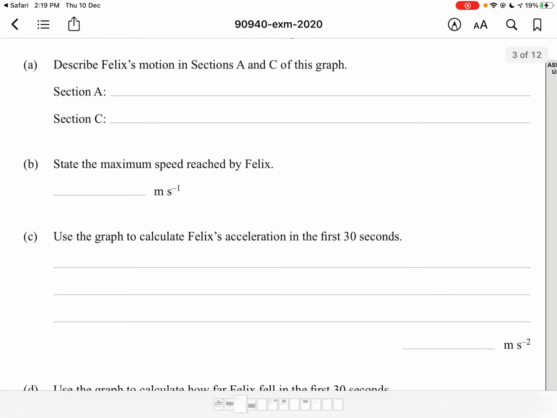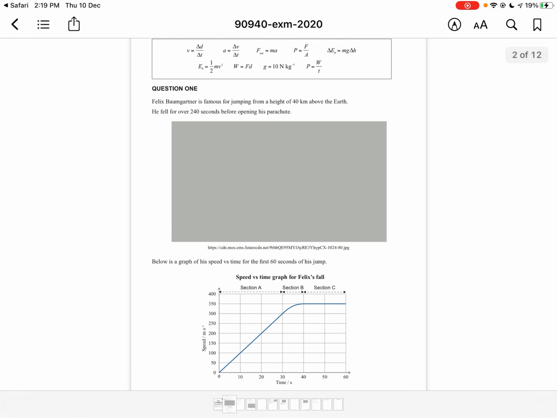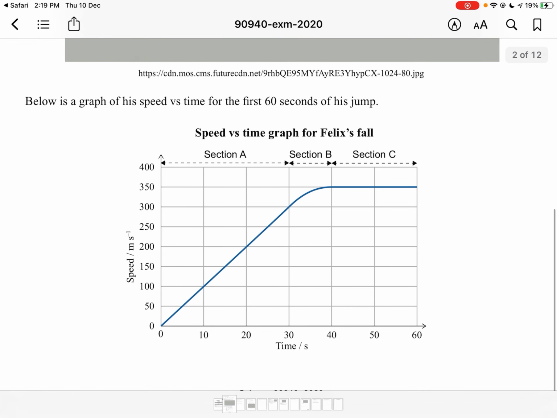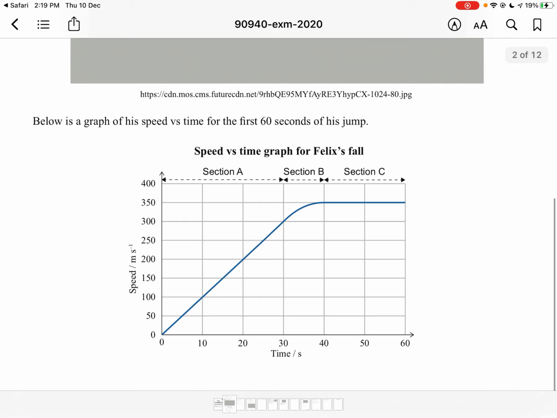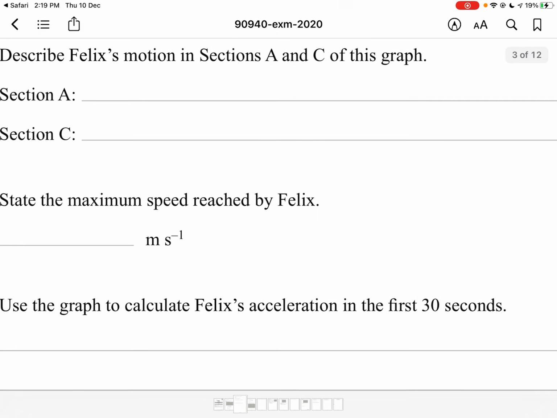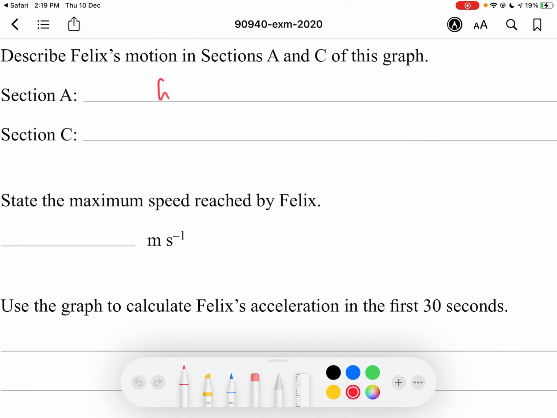Question A. Describe Felix's motion in section A and C of this graph. In section A, we can clearly see that there is a constant increase in the speed. And if there's a constant increase in the speed, then this means that Felix is having a constant acceleration when he's falling down. So section A is describing constant acceleration. So we can write that one down.